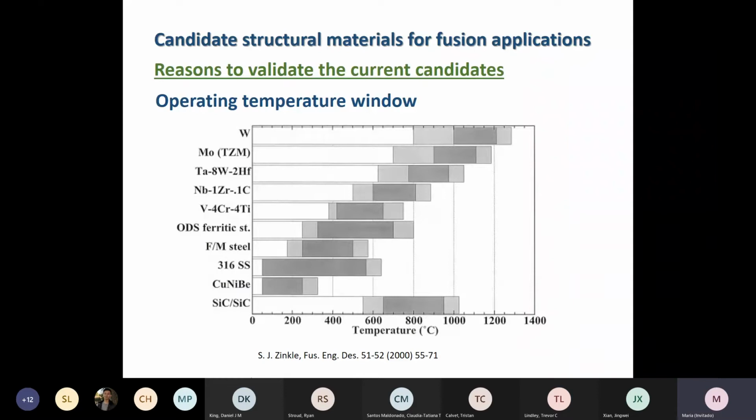We have the operating temperature. It shows the temperature range in which the performance of each of these materials will work well, let's say. Okay, so if we look at, let me show you here, we have the ferritic martensitic steels, and that can be improved by this nanometric dispersion of particles that I mentioned. We can increase the operation temperature by 100 degrees or so. And that's interesting, okay?